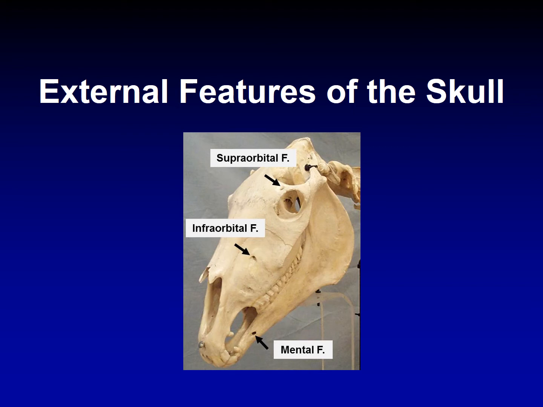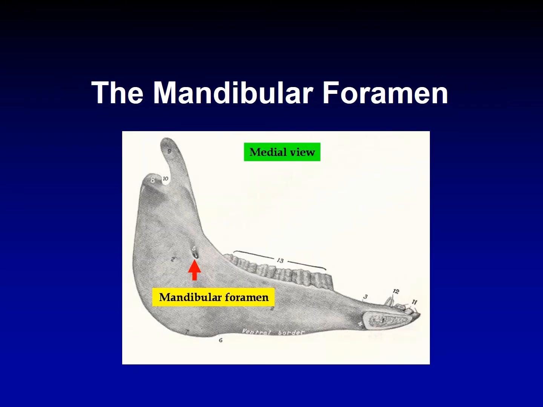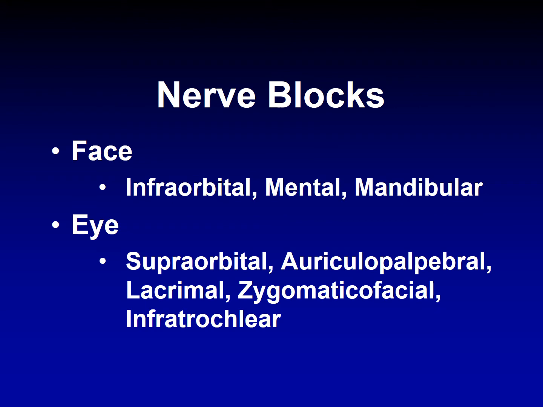There's also a fourth foramen, which we call the mandibular foramen, from the medial aspect of the mandible. There's a nerve that comes from this foramen that sometimes we need to block. So with the three foramens, we have three nerve blocks that go with them: infraorbital nerve block, mental nerve block, and mandibular nerve block. Each one of them corresponds with one of the foramens that we mentioned earlier.